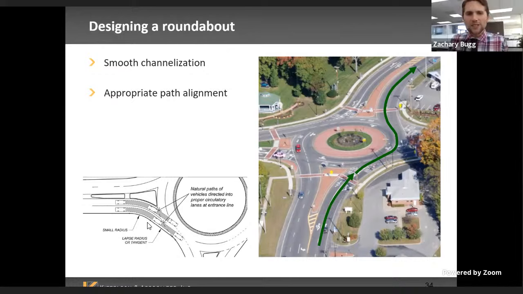So what you want to do is design like this, where you have a short section of tangent and you align vehicle paths into the circulatory roadway. There are a lot of subtleties here, and Ed and I review designs all the time that are a lot more like this than they are like the image on the left, so that's one thing that we really try to look out for.